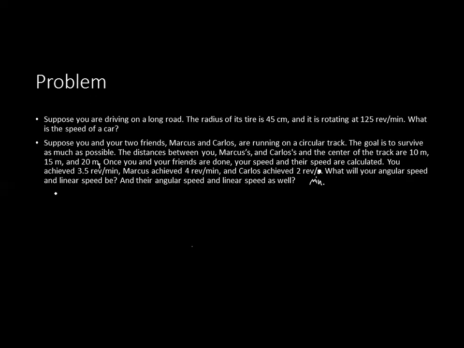Okay. So first and foremost, let's start with you. According to the problem, the distance between you and the center of the track is 10 meters. So that means your radius is 10 meters. You achieve 3.5 revolutions per minute. So that is your angular speed. Which is actually your answer. You get me? So yeah, that's your angular speed.